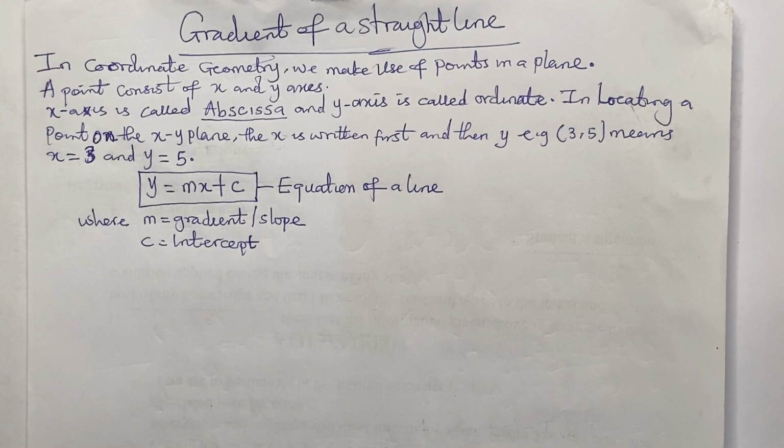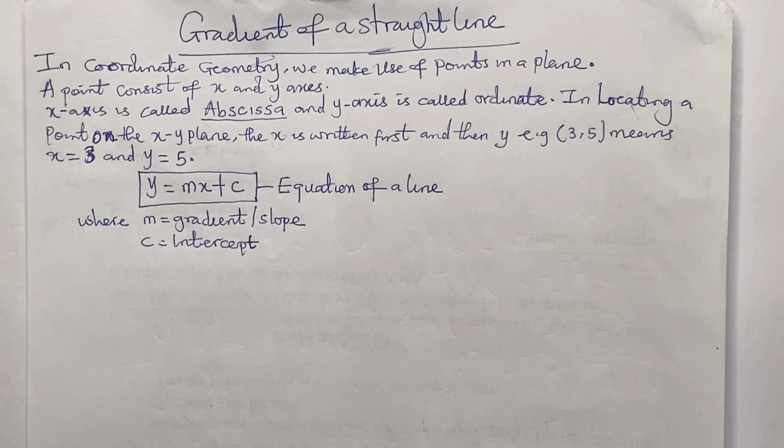Now what do we refer to as the x-axis? The x-axis is also called abscissa, and the y-axis is called ordinate. So when you are doing objective questions and you see something like abscissa is another name for the x-axis, while ordinate is for y-axis. When we are locating a point on a plane, x always comes before y. So when you see a point like (3, 2), it simply means x is 3, y is 2. Like the example I gave here, (3, 5) means x is 3 and y is 5.